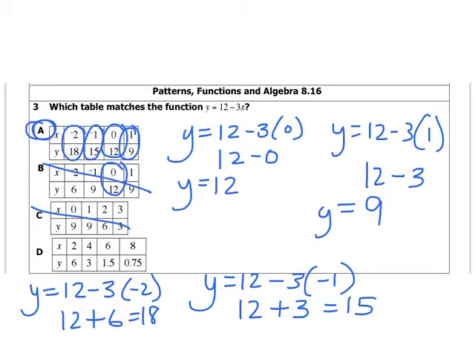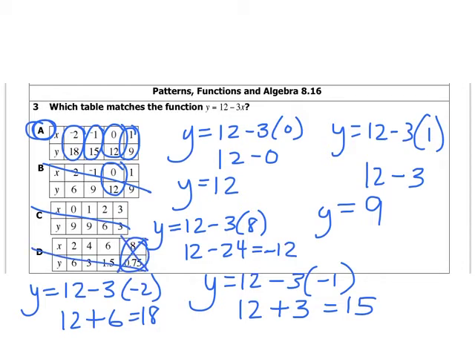But let's check one of the ones on D just in case. Let's plug in the number 8. 12 minus 3 times 8. 3 times 8 is 24. 12 minus 24 would be negative 12. So clearly that is wrong, and D is also not the answer.